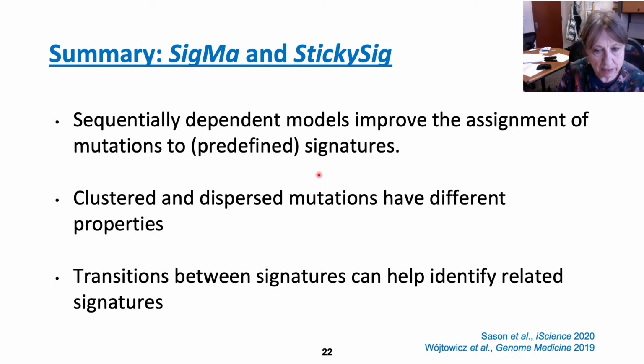Let me briefly summarize this aspect of our studies. We showed that sequentially dependent models that model the sequential dependency improve the assignment of mutation to predefined signatures. We also showed that clustered and dispersed mutations have different properties. And finally, we also showed that the transition between signatures can help to identify related signatures.